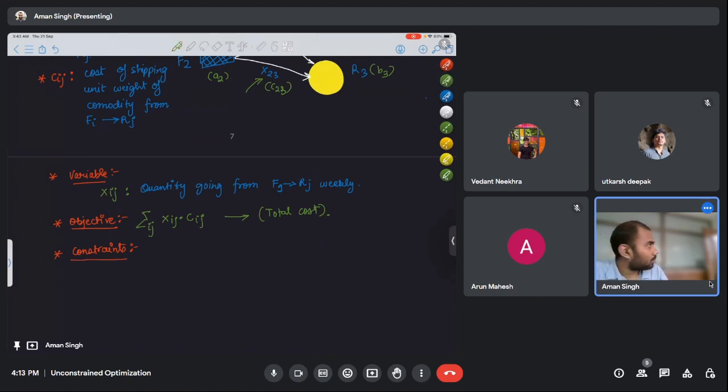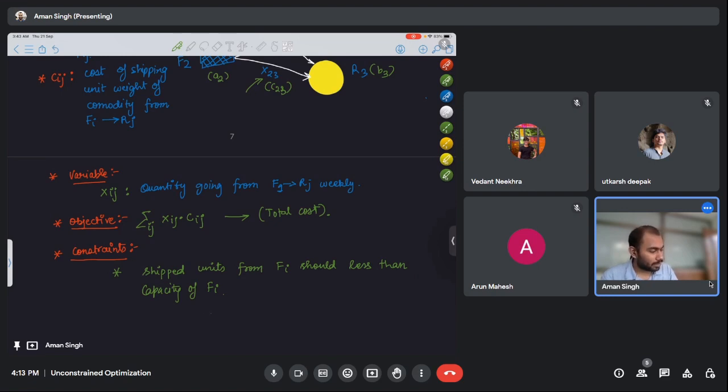So how do you write constraints? Shipped units, I'll first write it in English, then we'll try to convert it into mathematics. Shipped units from Fi should be less than the capacity of Fi, right? If the capacity is, let's say, 10 and you are shipping more than 10, then it is not possible. So that is the constraint.